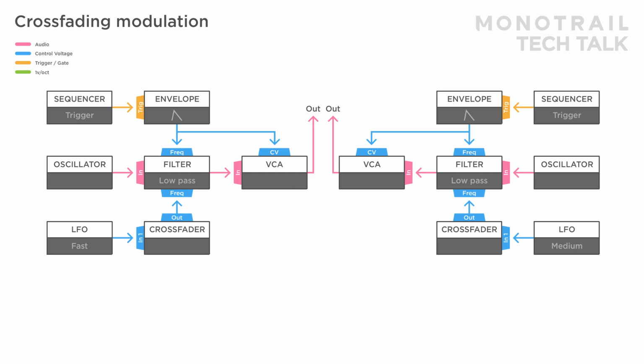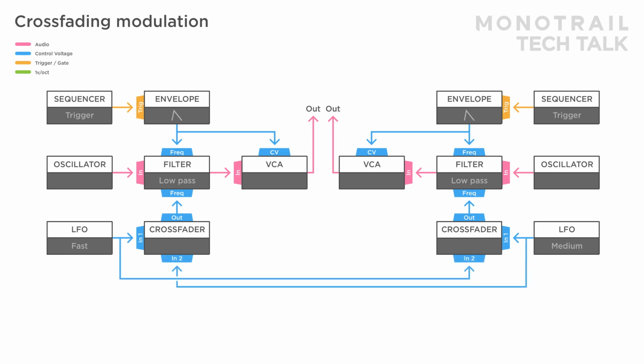A copy of the fast LFO is sent to the second input of the second crossfader and a copy of the medium LFO to the second input of the first crossfader. A third slow LFO is used to modulate both crossfaders, crossfading the fast and medium LFO modulation between the voices.